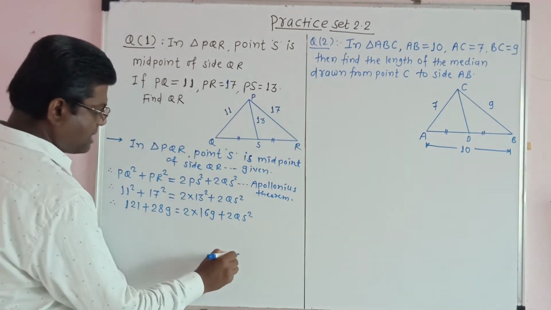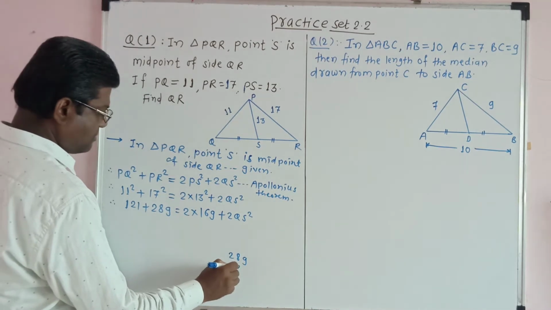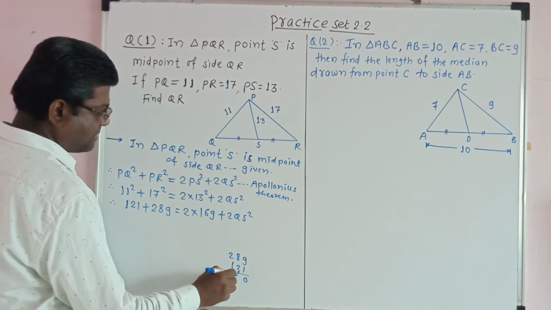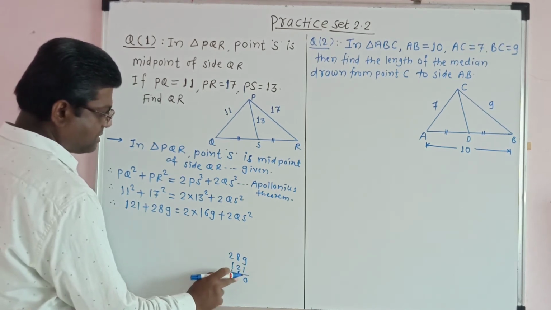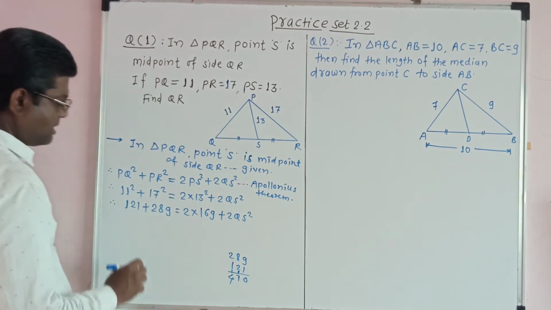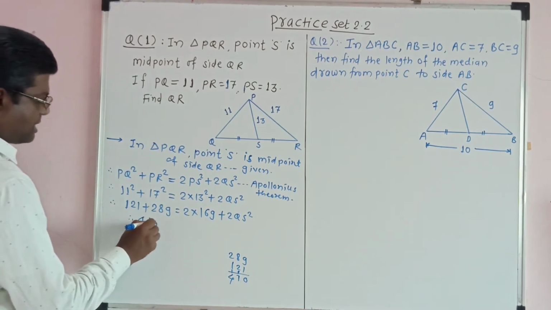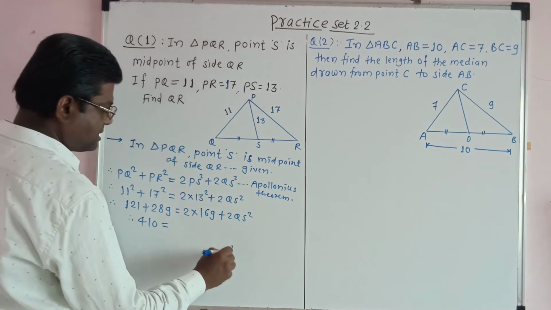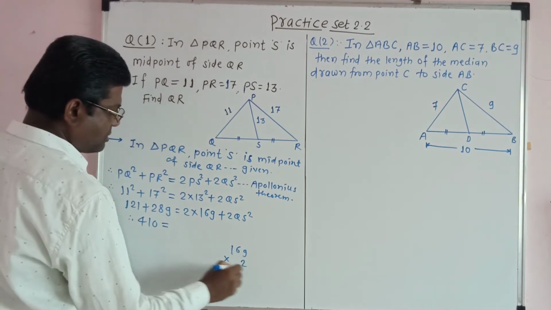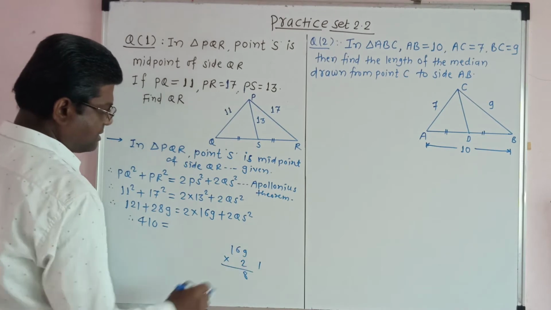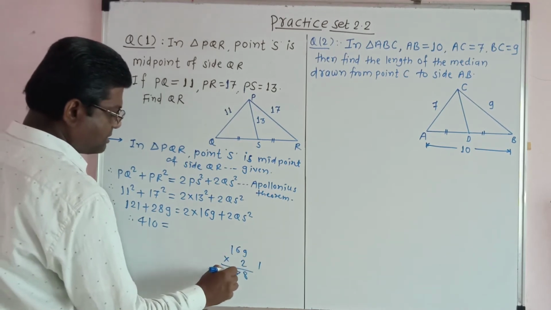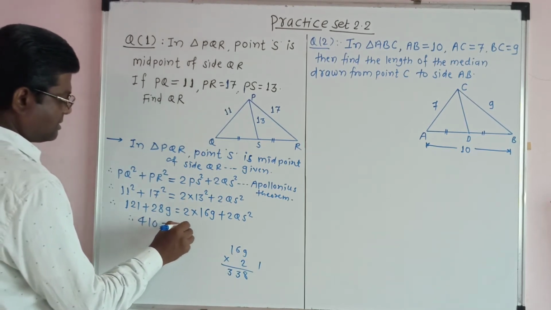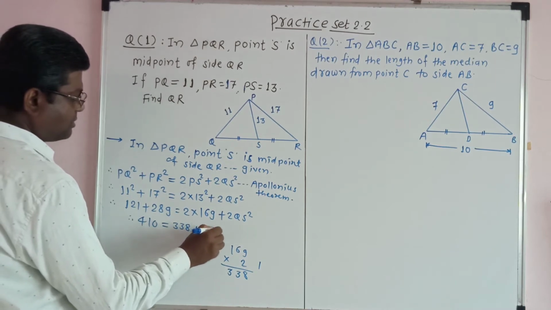Now 289 plus 121, 9 plus 1 is 10, 8 plus 3 is 11, this will be 410. Therefore 410 is equal to 169 into 2. 9 into 2 is 18, 2 into 6 is 12, 12 plus 1 is 13. This will be 338 plus 2 into QS square.